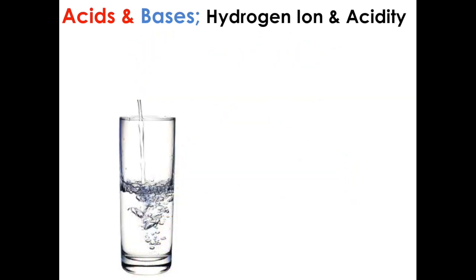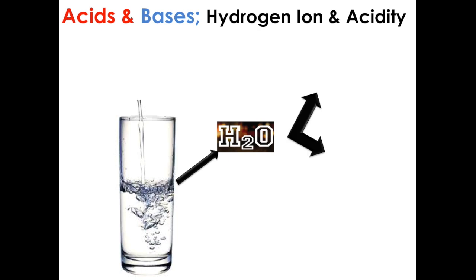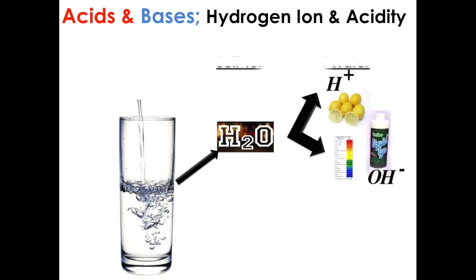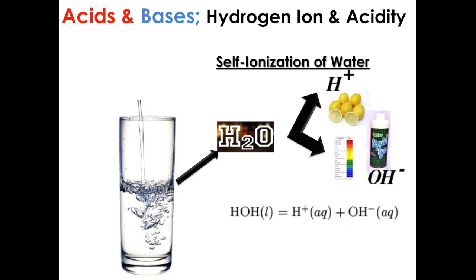As you know, water is composed of 2 atoms of hydrogen and 1 of oxygen. Water can be separated, or ionized, into a hydrogen ion and a hydroxide ion, and this is called self-ionization of water. A representation of this is what you can see at the bottom of the screen.